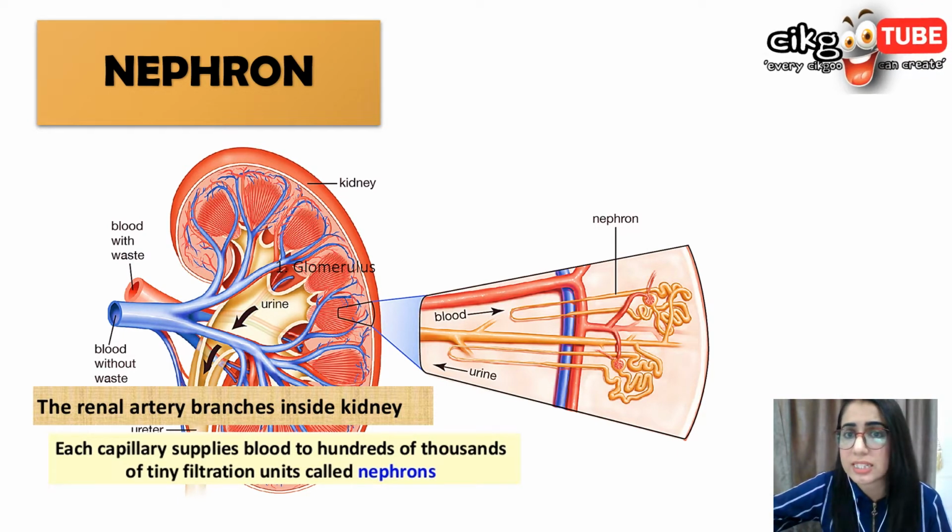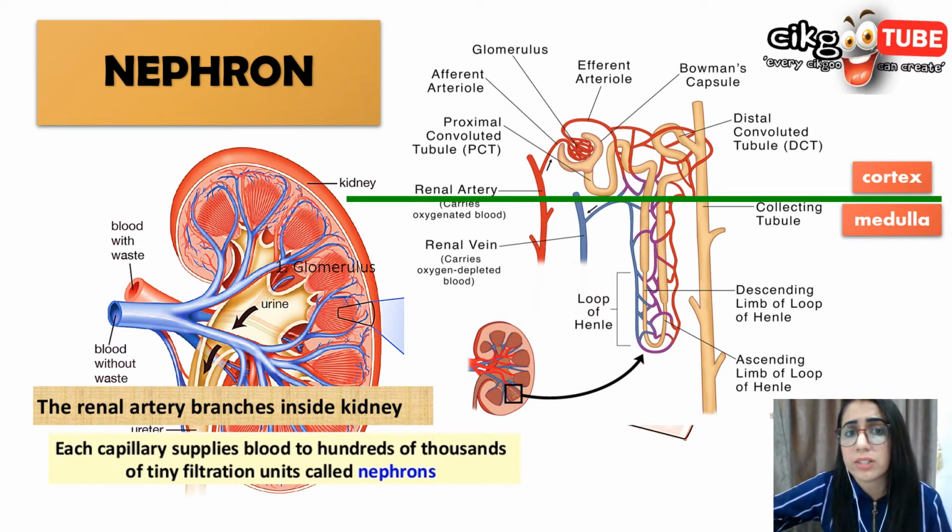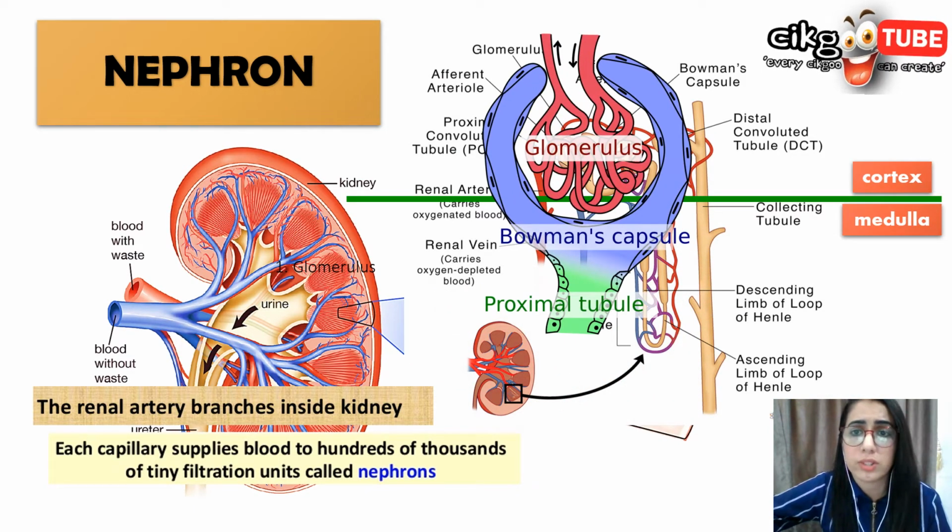A nephron consists of three major parts: the Bowman's capsule, the glomerulus, and the renal tubule. A Bowman's capsule is cup-shaped and contains a cluster of blood capillaries called the glomerulus. The glomerulus is found in the Bowman's capsule, and it is a network of blood capillaries which is about one cell thick.